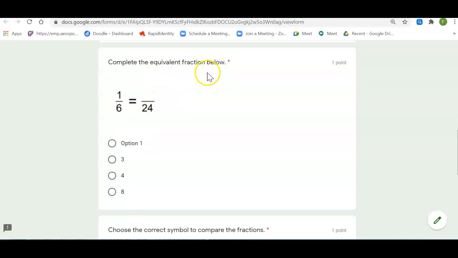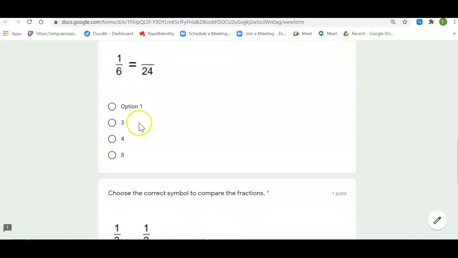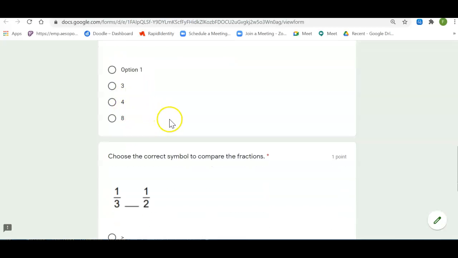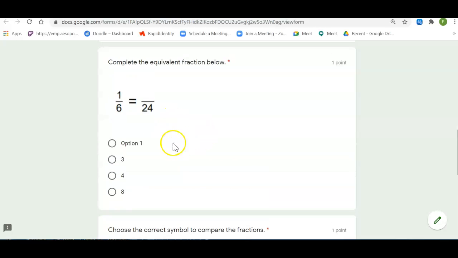Next, complete the equivalent fraction below. 1/6 is equal to how many 24ths? So 1/6 is equal to how many 24ths? This is being able to find equivalent fractions. You can use your notebook to help you with this. And if you need to go back to some of our previous fraction work from a few weeks ago, go ahead and use your notes. Go back to your notes and choose your correct answer right here.